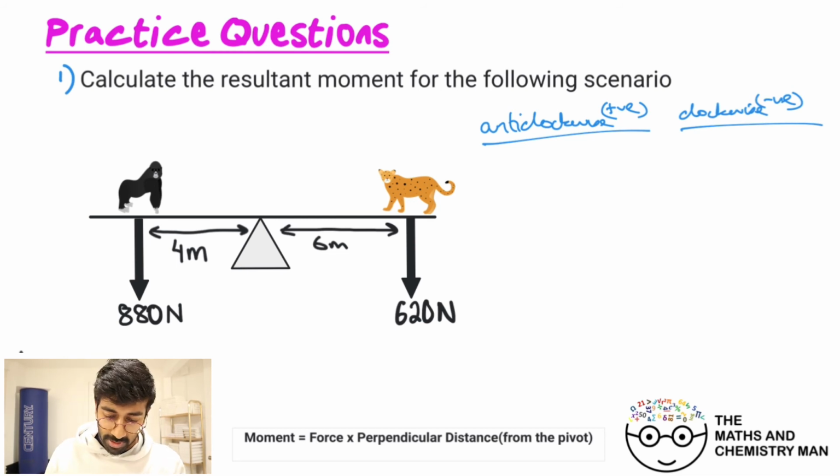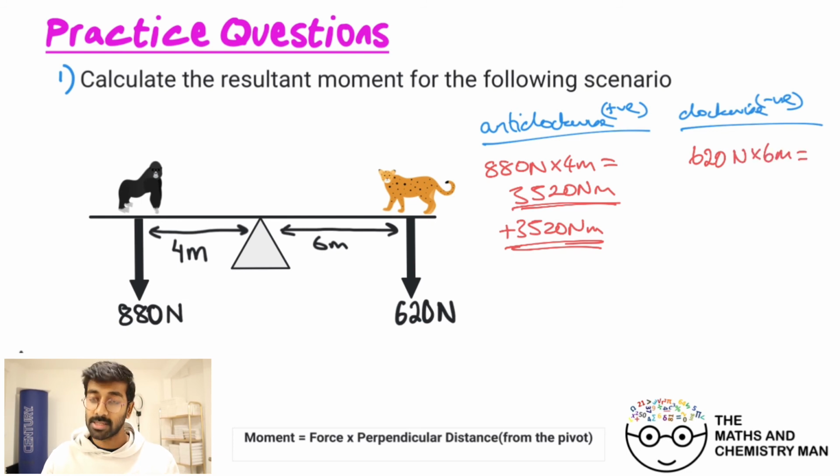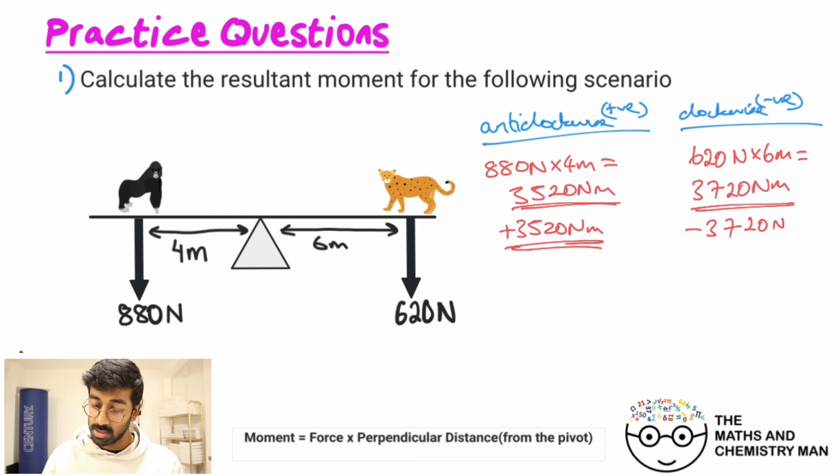So just a couple of simple calculations then. For the gorilla, we'll be doing 880 newtons times by 4 meters. And that there, put it into the calculator, is going to give us 3,520 Newton meters. And that is in the positive direction, so we can put a plus sign on there, so positive 3,520. And then for the leopard now. So the leopard this time would be 620 newtons times by 6 meters. And overall that gives us a moment of 3,720 Newton meters. And because that is in the clockwise direction, we'll put a negative sign in front of it. So we've got negative 3,720 Newton meters.